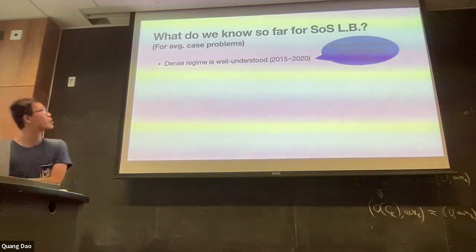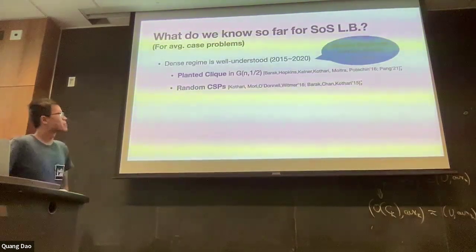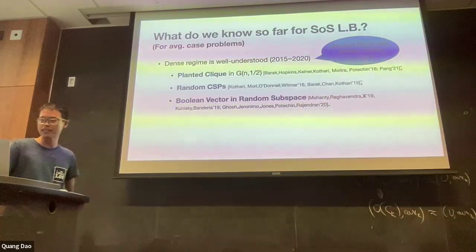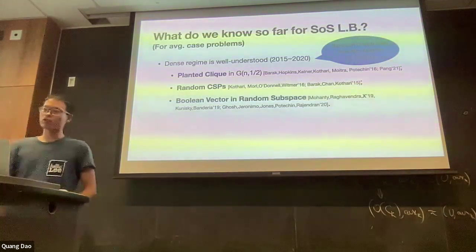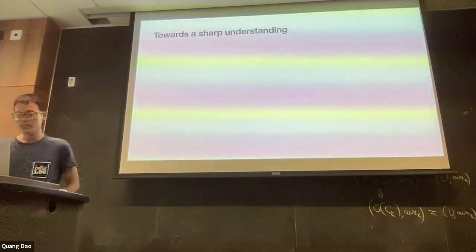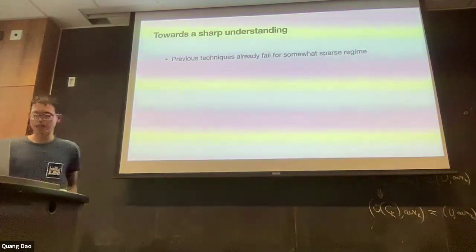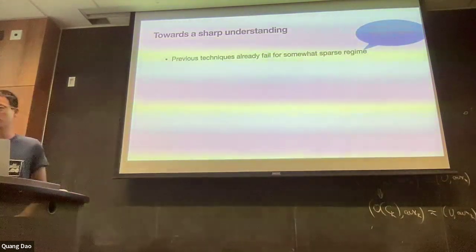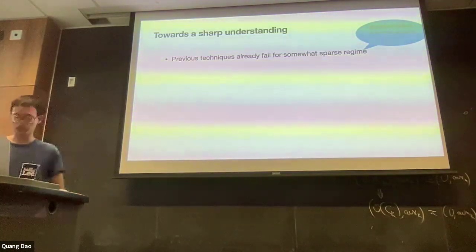And here's what we know so far in sum of squares lower bounds. Roughly speaking, from 2015 to 2020, we have a very good understanding of problems in the dense regime. This corresponds to random graphs with average degree theta n, or Gaussian input. Just to name a few problems there. However, when we move to sparse random graphs, or just slightly sparser, where the random graph has average degree at most n to the 1 minus epsilon, previous techniques already all fail for this somewhat sparse regime.